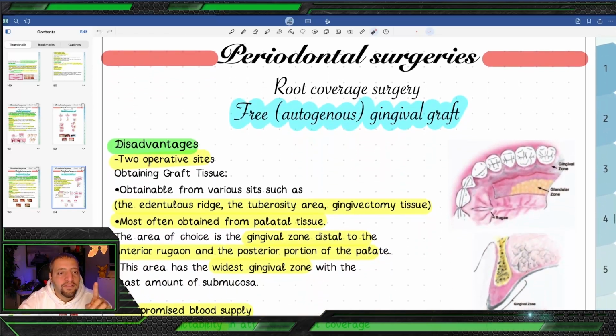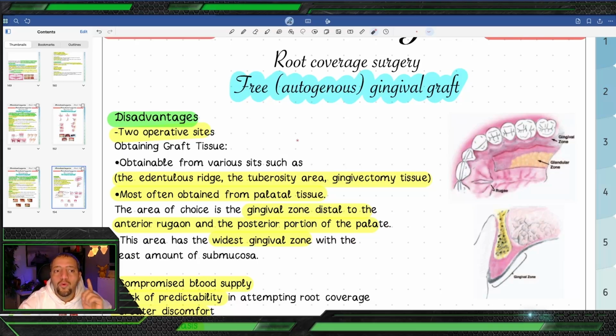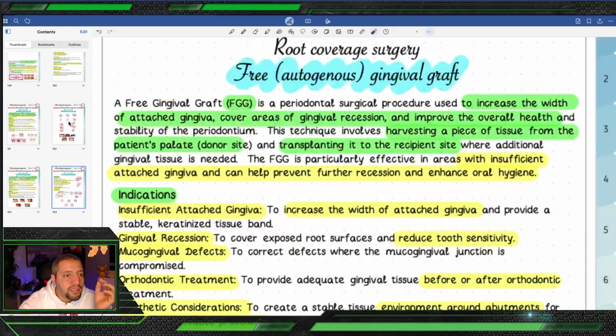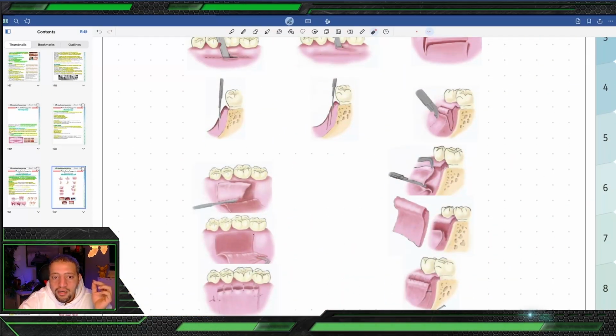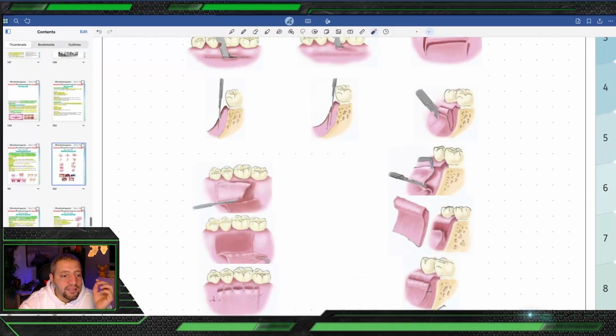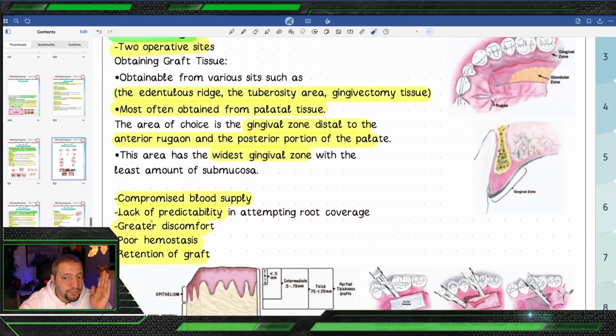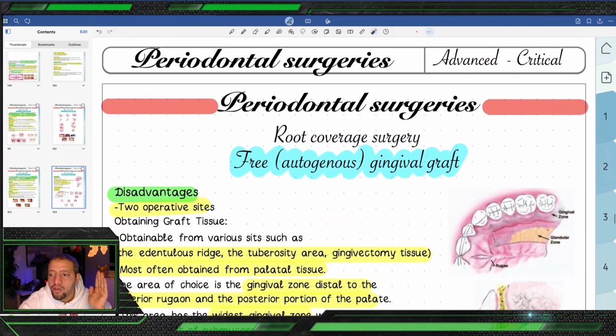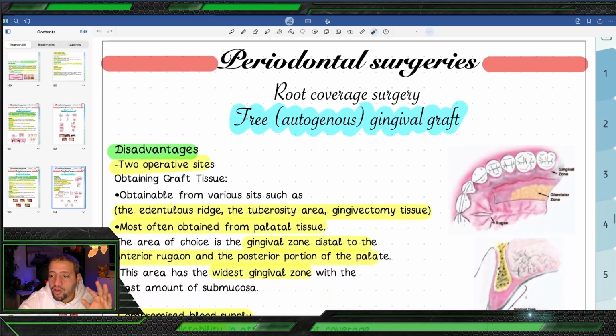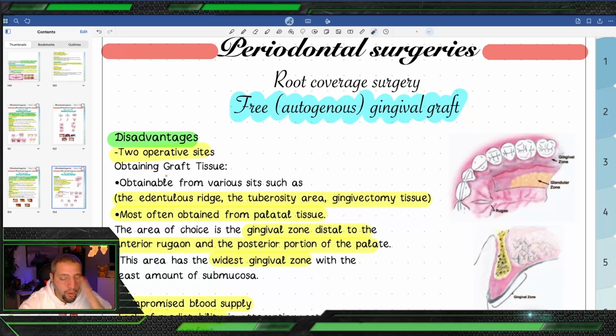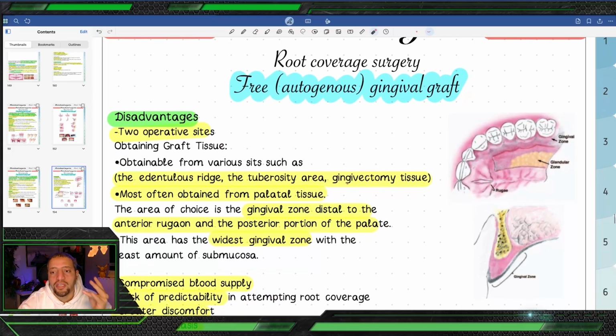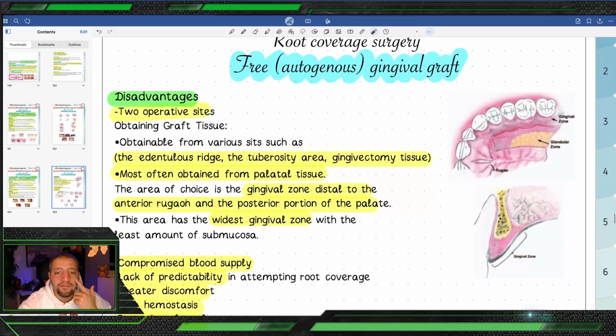Okay, disadvantage: you have 2 operative sites because you are going to cut it all from the other side. Why is this disadvantage not related to the subepithelial? Because in the subepithelial, let's see it together here, you are going to cut it like here, and you suture it here. But in this technique, you are going to cut the whole soft tissue here. So you are going to end up with exposed bone in the palatal side. It is obtainable from various sites such as the edentulous ridge, tuberosity area, gingivectomy tissue, sometimes we do gingivectomy, or most often obtained from the palatal tissue.